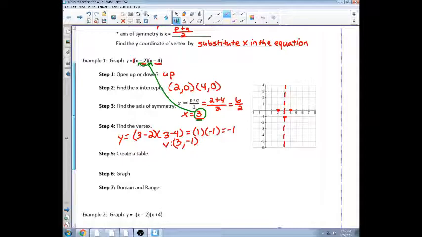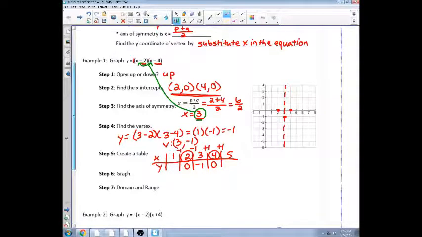Next step is to create the table, which is exactly what we would do on any of the other forms as well. We're going to put our vertex in the center just like we always have. We'll add 1, so 4, add 1, so 5, subtract 1, it would be 2, subtract 1, it would be 1. Okay? Now, we know that our x-intercepts are (2, 0) and (4, 0). So when my x is 2, my y would be 0. When my x is 4, my y would be 0. Okay? That's because of the x-intercepts. The other thing you could do is just plug the 4 or the 2 back in for x to find out that y would be 0.